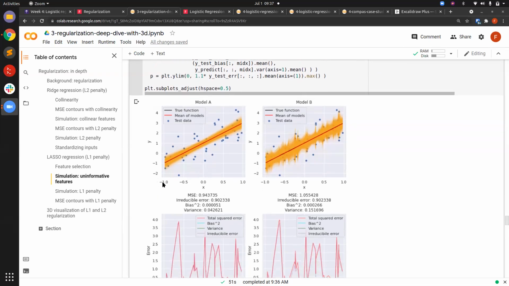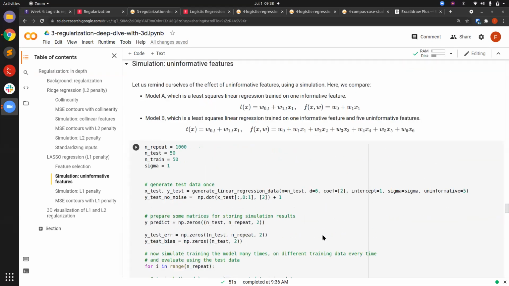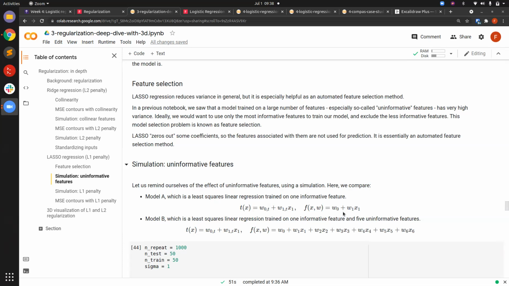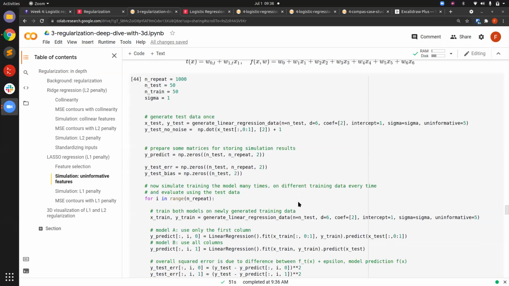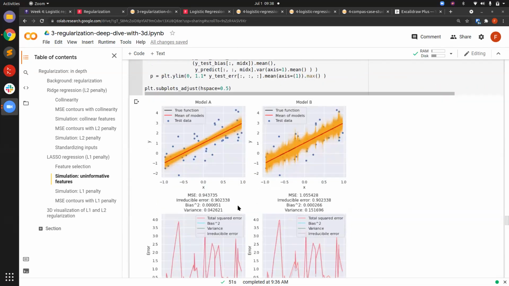But if you look at the variance, in the second case where you train your model on more uninformative features, you could see that the individual models vary more around the mean. So the individual orange lines vary around the red line much more for model B than for model A. And that's reflected in the mean squared error as well. And that's because even though the true coefficients for, let's say, W2 plus should be zero, because of the noise in the training data, you might estimate a non-zero coefficient, and then you end up with variance in your model.